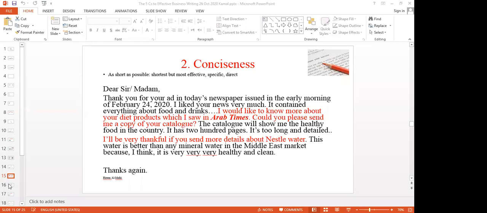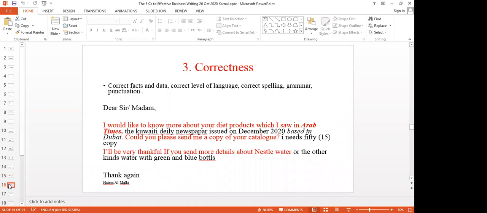If we move to the next slide, which is very simple and very easy, it's about, again, correctness. Correctness here, we mean correct facts. Remember, this is business. Facts are very important. Correct data, correct level of language. Remember, we are all teachers, or most of you are teachers, and we teach writing, and we care a lot for correct language, correct spelling, correct grammar, correct punctuation. You know these skills, ladies and gentlemen.